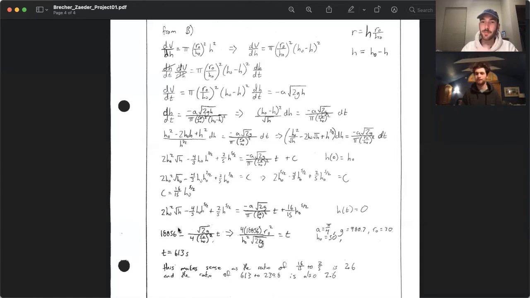I'd like to point out the way we got that constant of integration for part E. We used the condition that at time 0, h of 0 equals h naught. So when the time first starts, meaning the tank is full, we were able to substitute h for h naught in order to find that constant of integration. So that's why we get rid of all the h's and replace them with h naught.